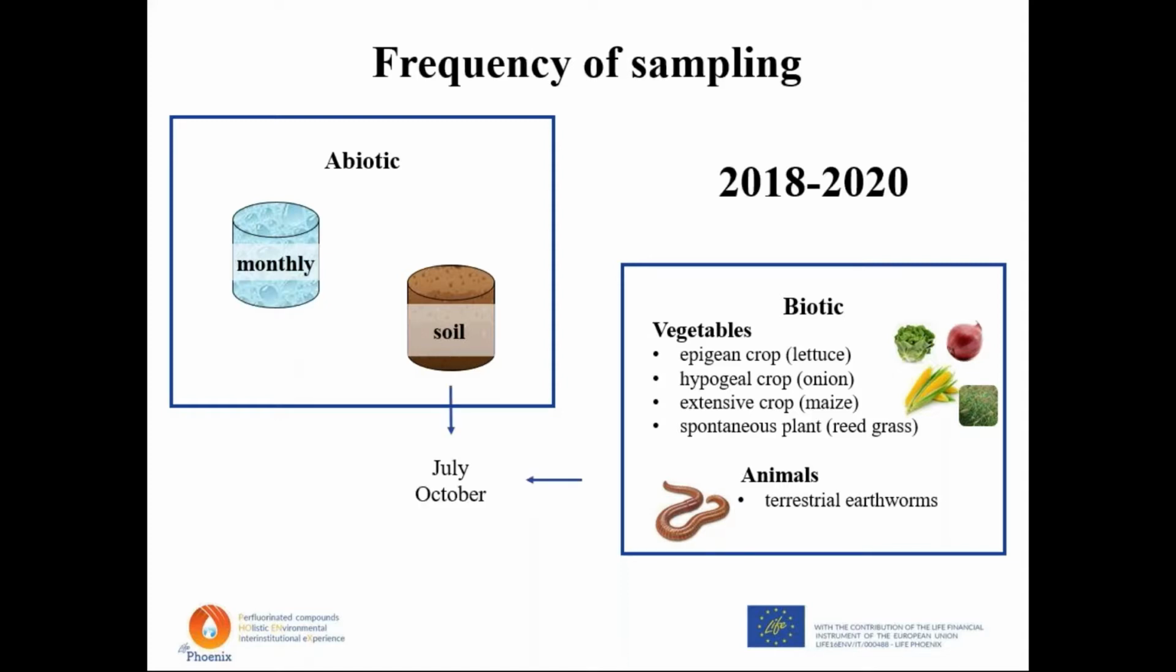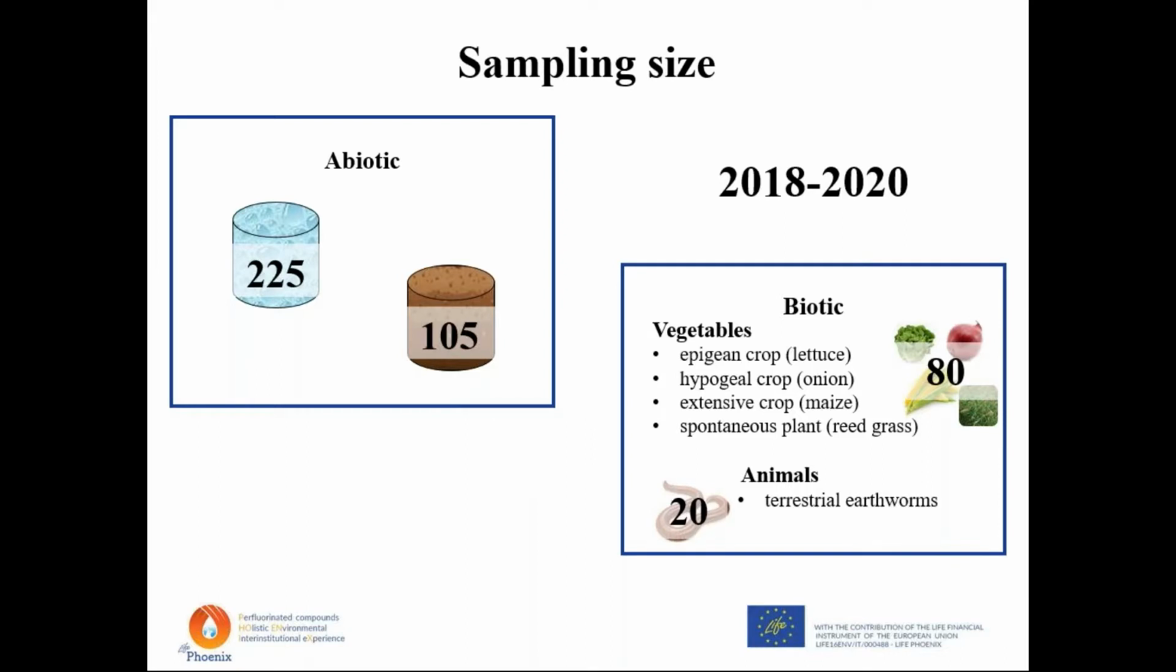So from May 2018 to October 2020, the irrigation water was collected monthly, while soil and biotic samples were collected twice a year during the harvest season. Here I have reported the sampling sites, so the number of samples that our colleagues from the University of Padua have collected.